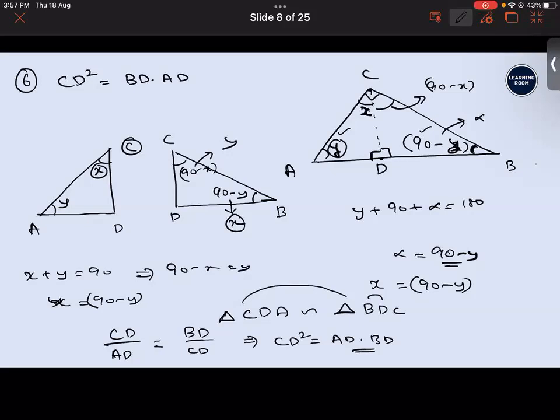Is there anyone who's not confident with the basics of trigonometry also? Like you don't know what is sine, cos, tan. You know all those things, that you're confident.